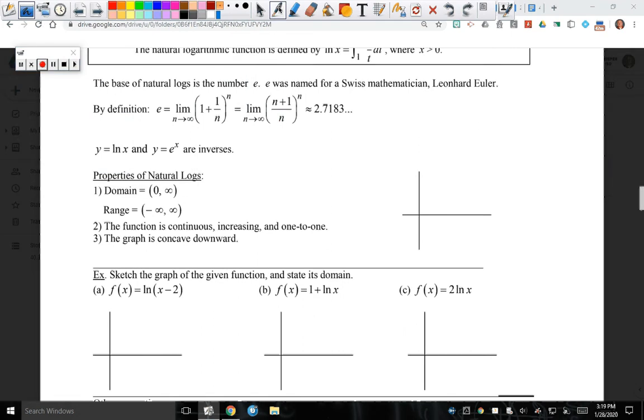Guys, let's go back to Algebra 2. If you didn't learn exponentials and logarithms, and what you should have, specifically logarithms, we're going to have a quick crash course. So here we go, hang on.